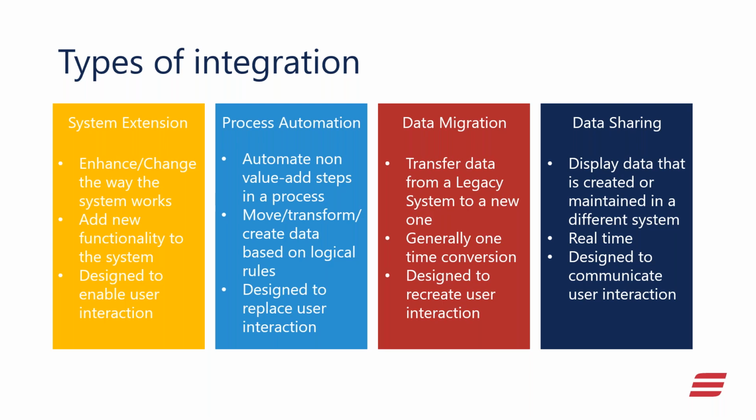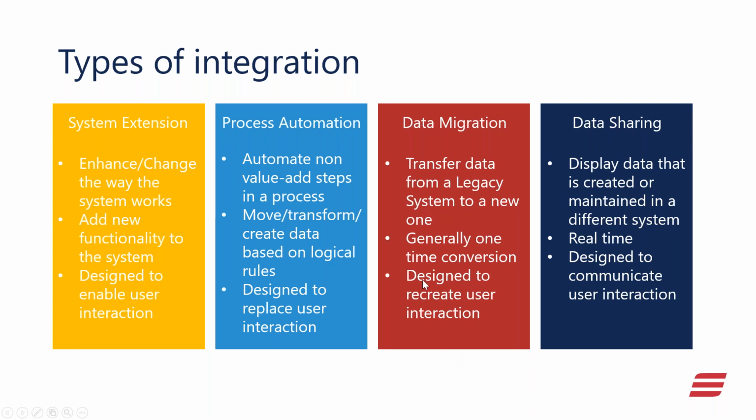It may include moving or transforming data or even creating data based on logical rules. And again, if you think of it in terms of the user, process automation is designed to replace user interaction. Where a user used to have to manually enter that customer into a second system, now we want process automation to copy that customer into all the systems where it has to go.